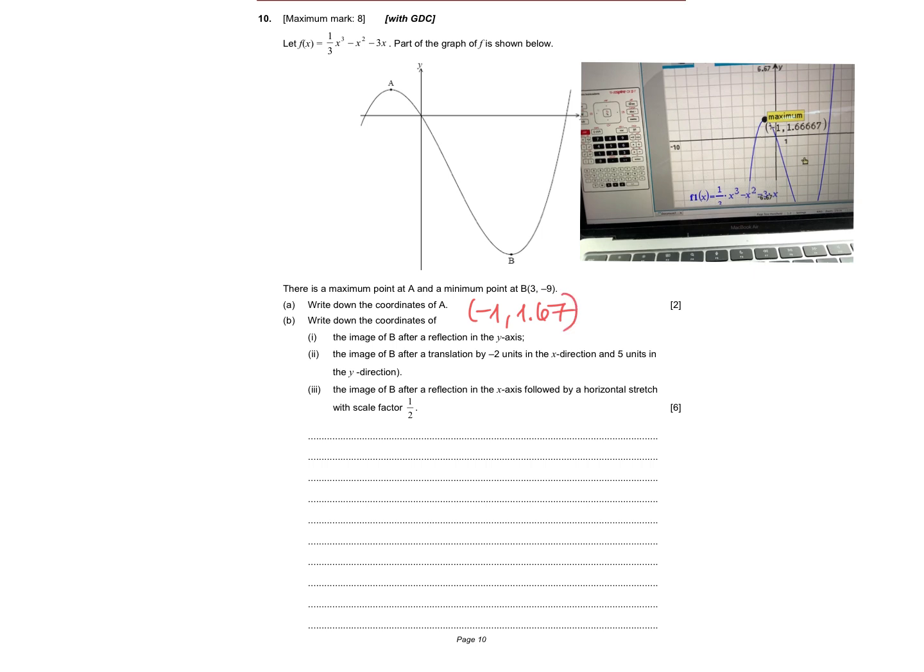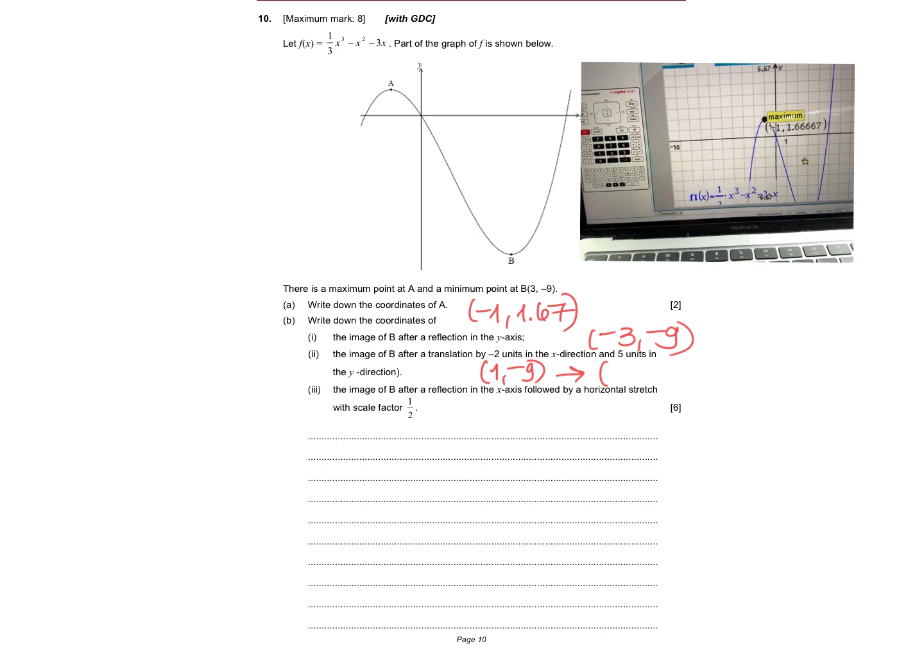So we're going to have negative 1, 1.67. All right, write down the coordinates of the image of B after a reflection in the y-axis. So that's where your x's become negative. So that's going to be the point negative 3, negative 9. The image of B after a translation by minus 2 units in the x direction. So that's going to be at 1, negative 9. And then 5 units in the positive y. So that's going to be 6, negative 9.